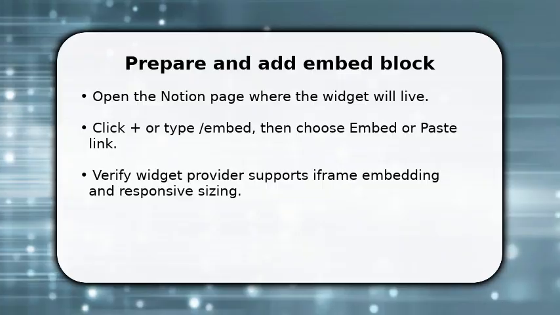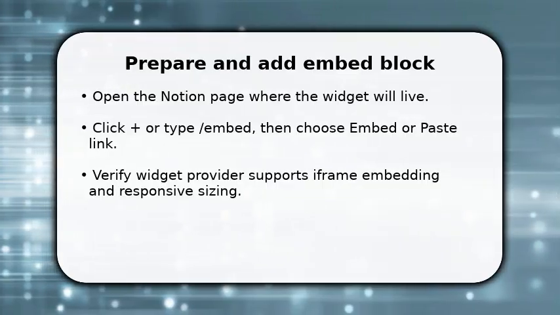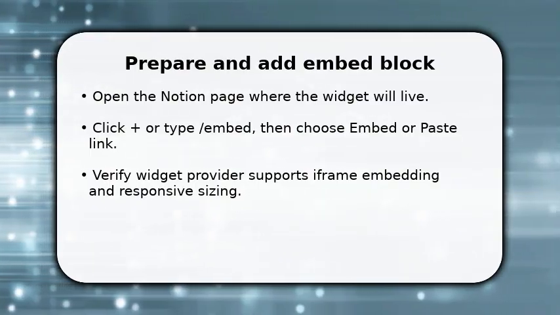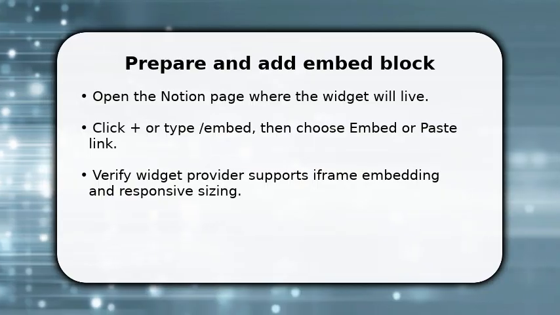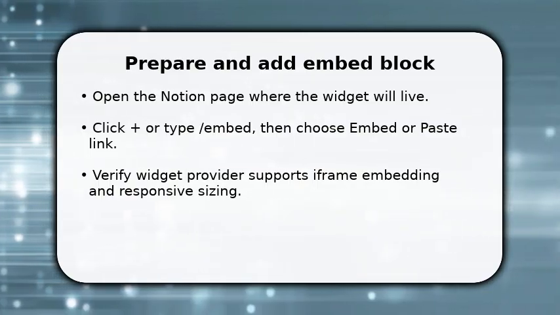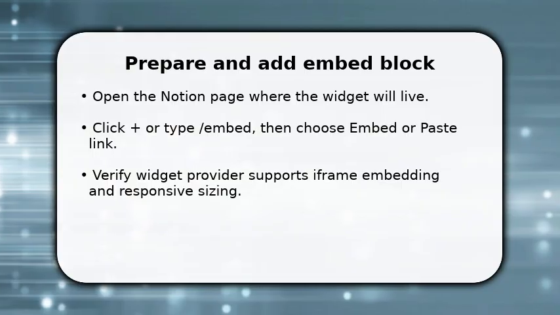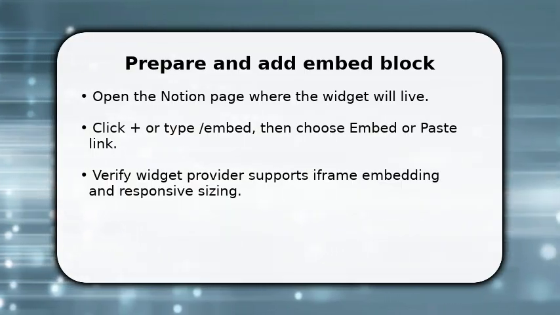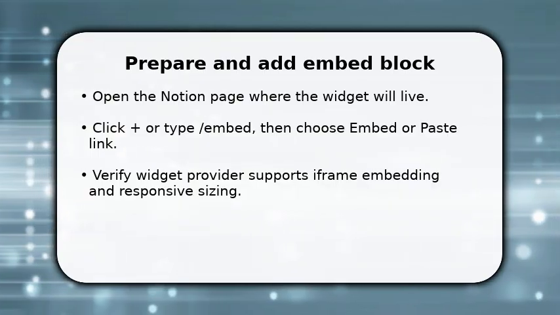Enjoy the video. You start by choosing a target Notion page because placement affects layout. Click the plus or type /embed to add an embed block. This is how Notion accepts external widgets. Paste the widget URL or HTML provider link directly into the field, then hit embed. Do this now so you can adjust size and alignment immediately.